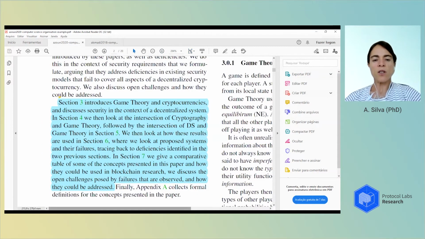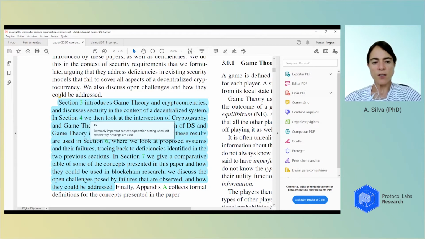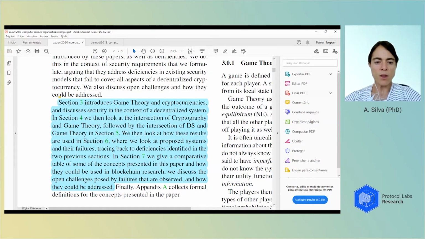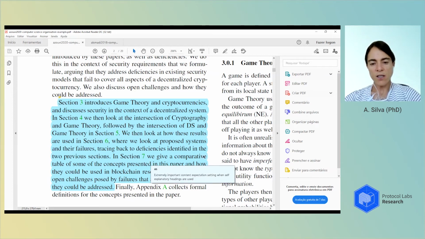This paragraph introduces the reader to the framework of the rest of the paper. Section 3 is going to be introducing game theory and cryptocurrencies. In section 4, they're going to look at the intersection of cryptography and game theory. That's going to be followed by another intersection in section 5. Then they're going to see the application of those results in section 6. And in section 7, they give a comparative table of some of the concepts.